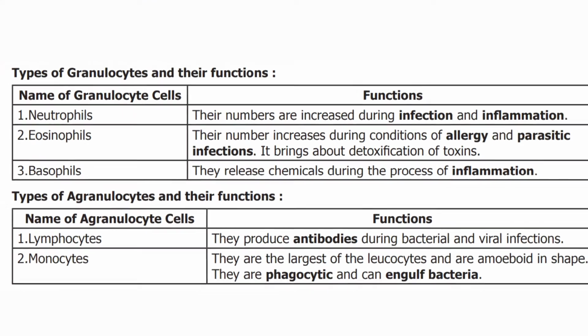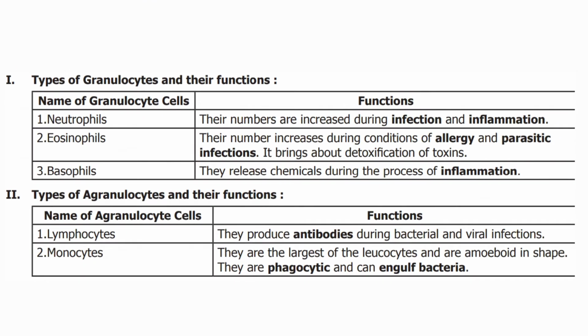First one, types of granulocytes and their functions. Names of granulocyte cells: neutrophils, eosinophils and basophils. Functions: neutrophils, their numbers increase during infection and inflammation. Eosinophils, their number increases during conditions of allergy and parasitic infections. It brings about detoxification of toxins. Basophils release chemicals during the process of inflammation.